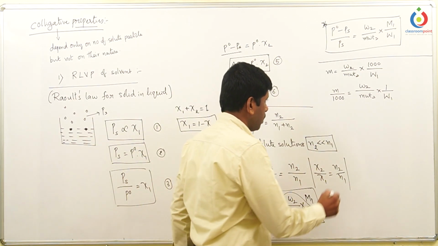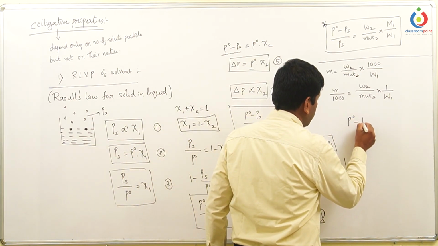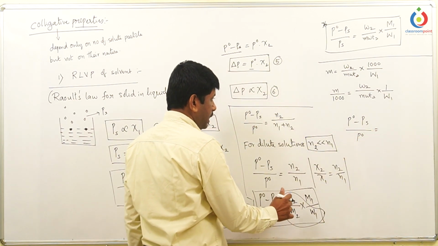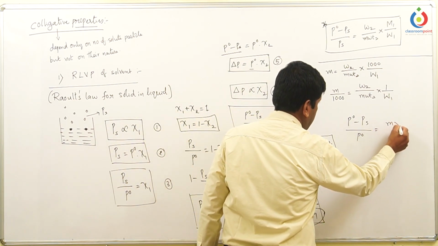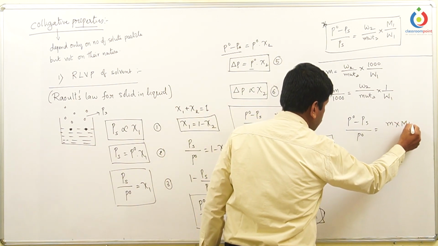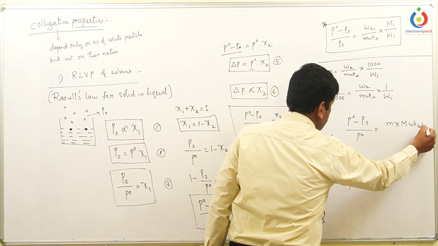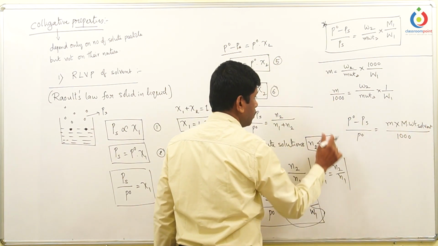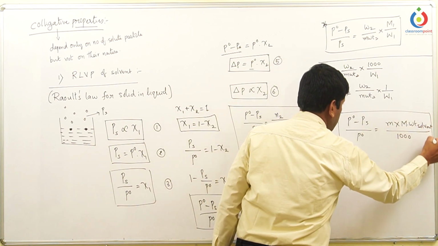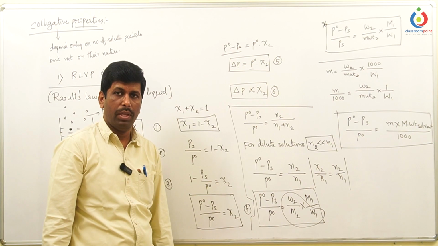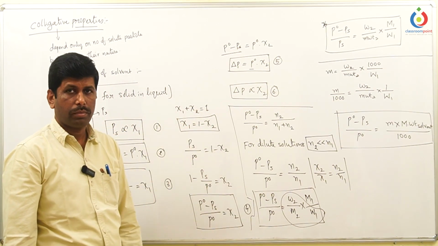So this formula can be written as P naught minus Ps by P naught equals m, that means molality, into the molecular weight of the solvent divided by 1000. So this is the relation between the relative lowering of vapor pressure and the molality of the solution.